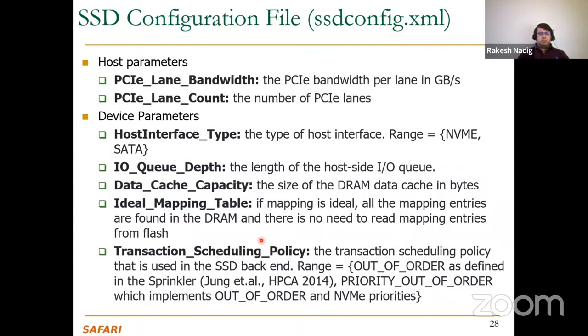Then we have the transaction scheduling policy, which is the scheduling policy to send the request to the backend. And there are multiple policies that are already supported out of the box in the simulator. One is called the out of order, which is based on a prior work. And then we have the priority out of order transaction scheduling policy, which implements the out of order policy with NVMe priorities. So as I said, NVMe has four priorities for different queues, like urgent, high, medium, and low. So these are some of the components of the device.